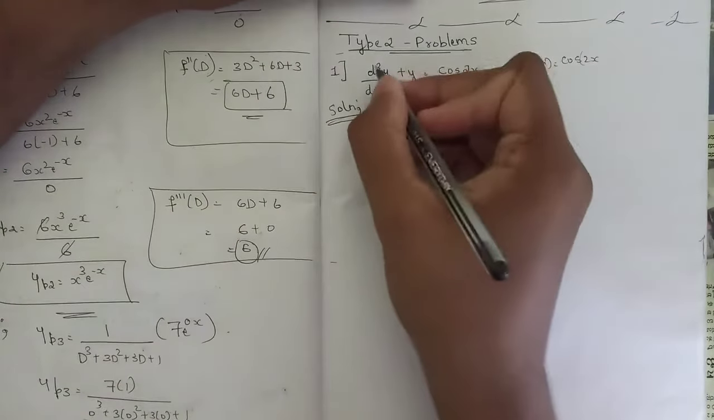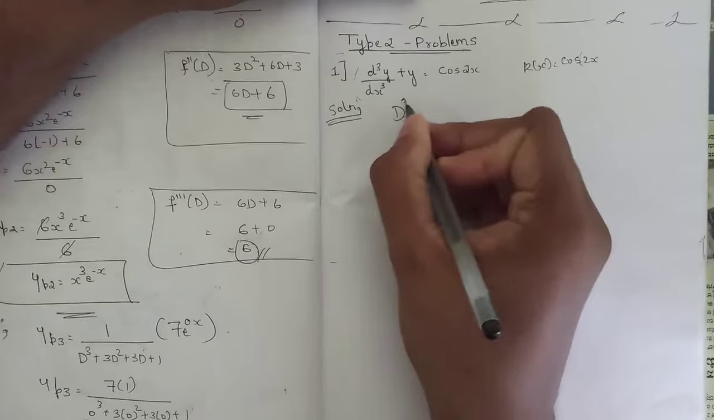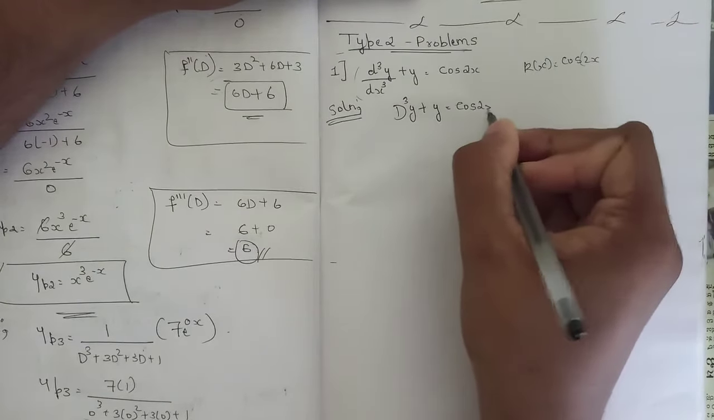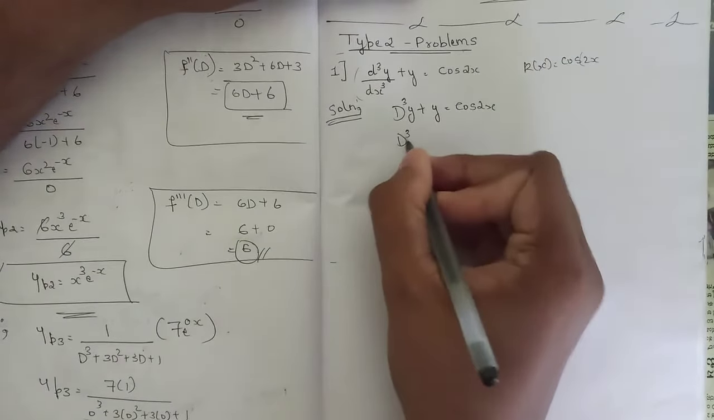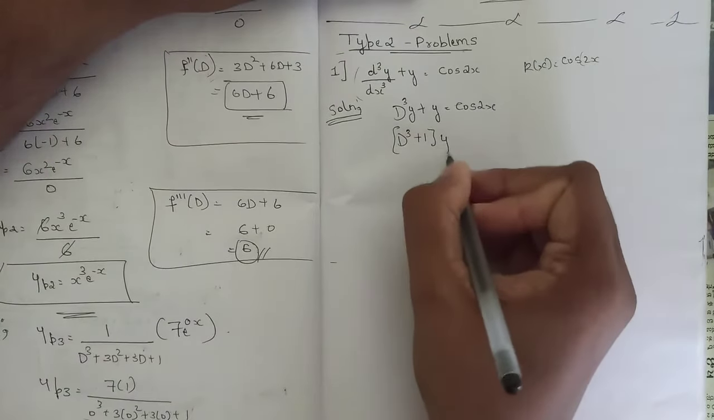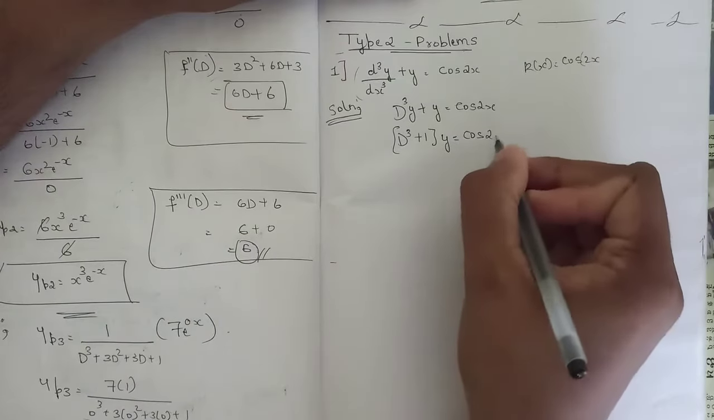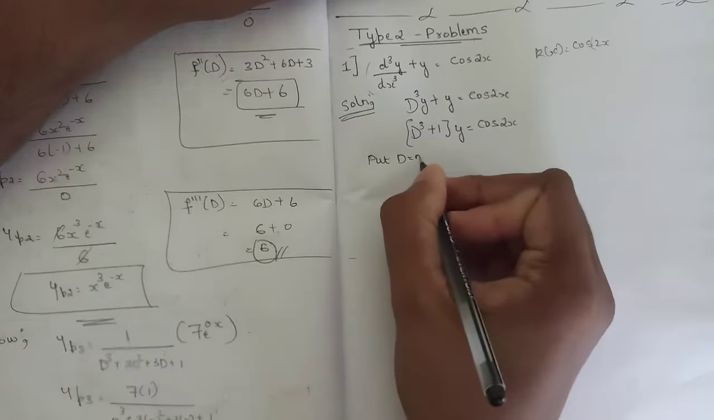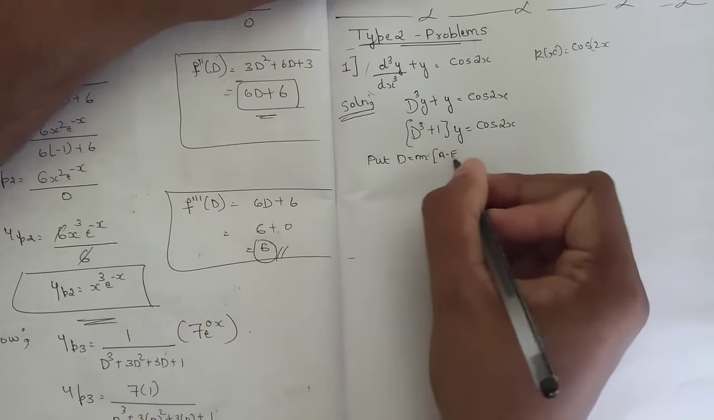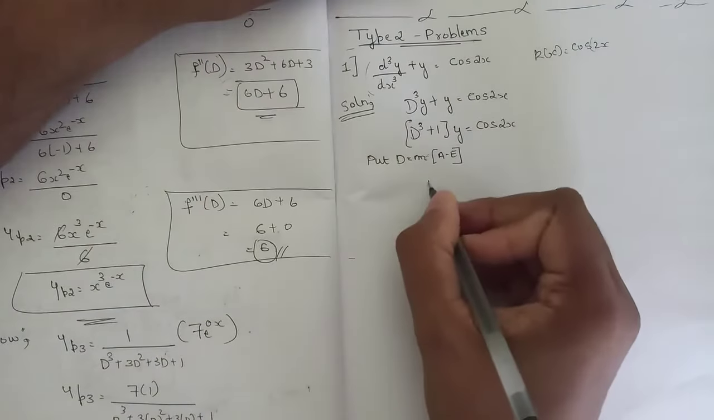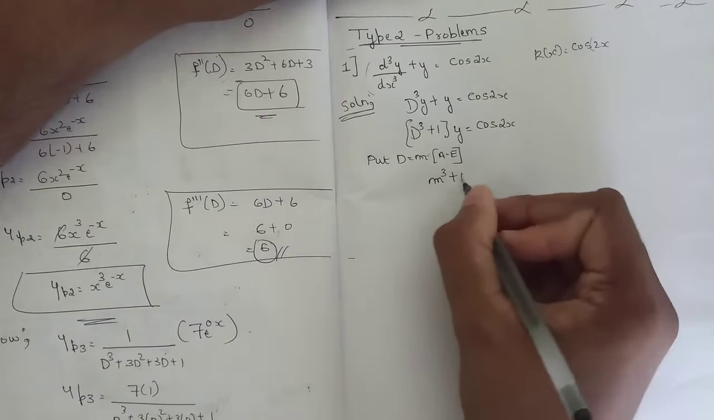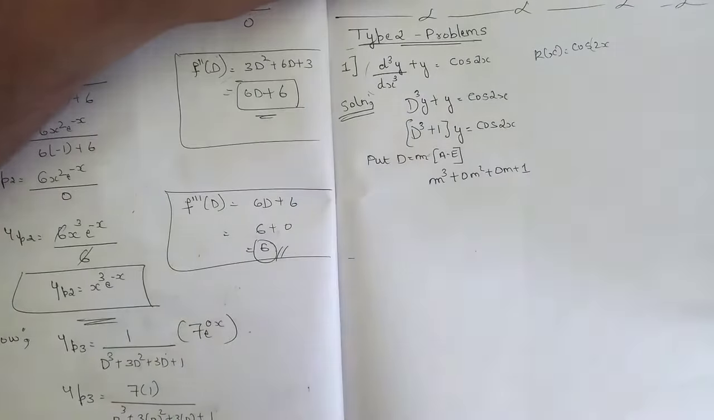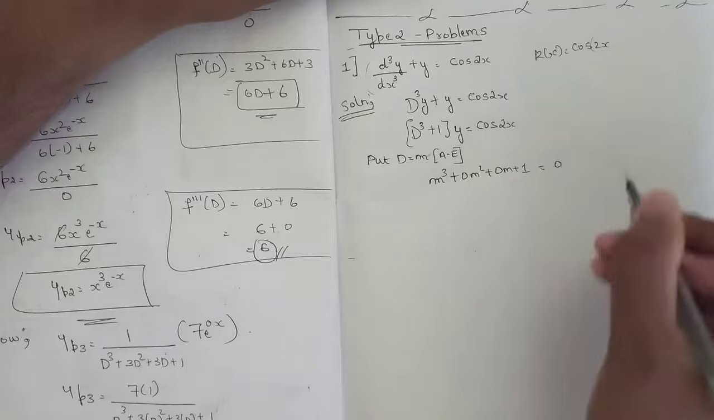To find the complementary function, replace d cube y by dx cube with d cube y plus y is equal to cos 2x. Take y common, so d cube plus 1 into y is equal to cos 2x. Now we need to put d is equal to m according to the auxiliary equation. So now this would be m cube plus 0m square plus 0m plus 1 is equal to 0.